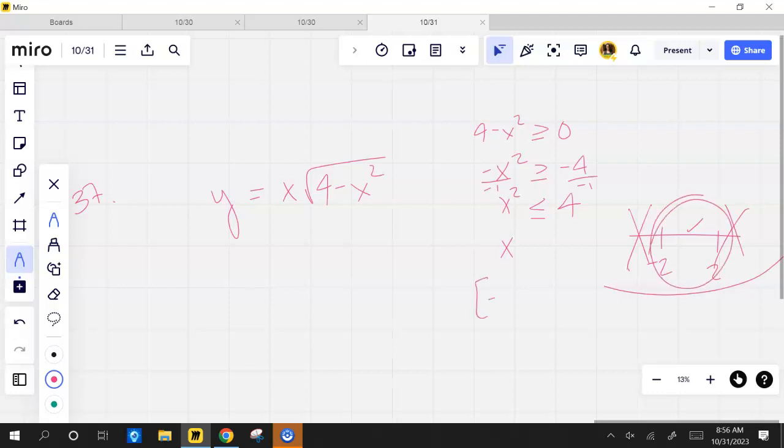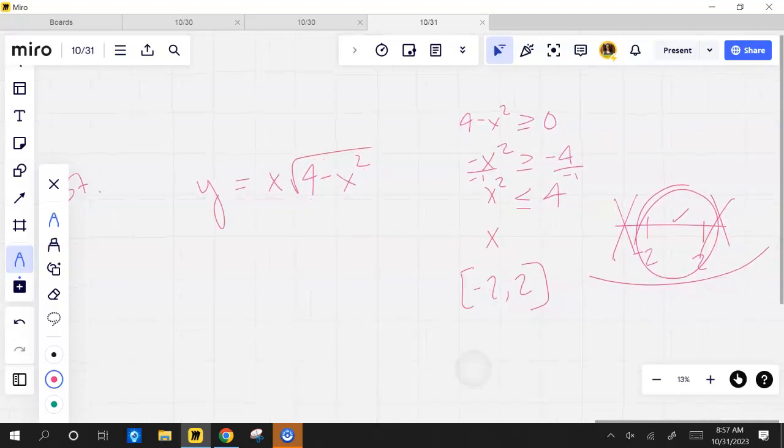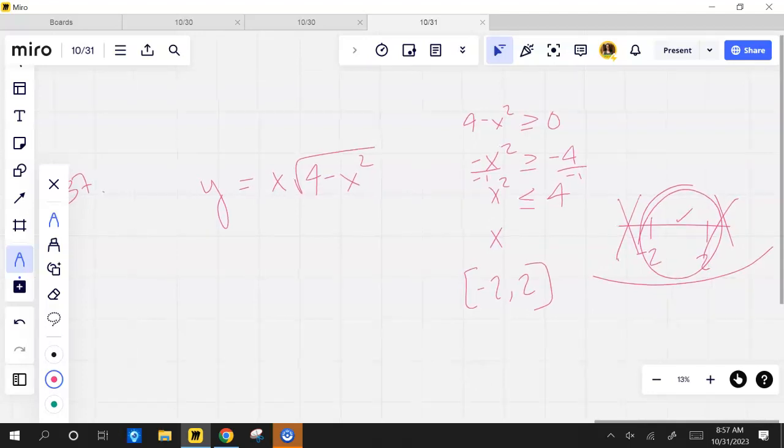Negative 2 to 2. Yes. Because a radical, can you take the square root of 0? Yes, you can take the square root of 0. If it's in the bottom, you wouldn't want it to be 0 because the bottom can't be 0. So it depends on where your radical is.